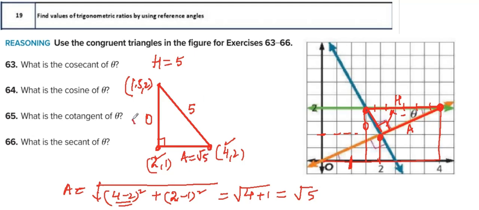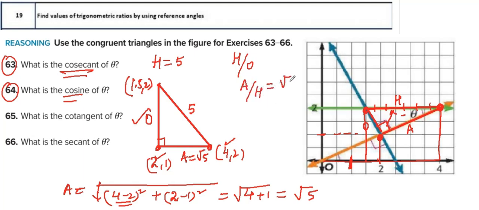Similarly, you can find the opposite. So you will have all the sides, then you can find all these values. Cosecant is the reciprocal of sine, h over o. H over o, that is your answer for 63. 64 is cosine. Cosine is adjacent over hypotenuse. Substitute the values. Adjacent is root 5 and hypotenuse is 5.